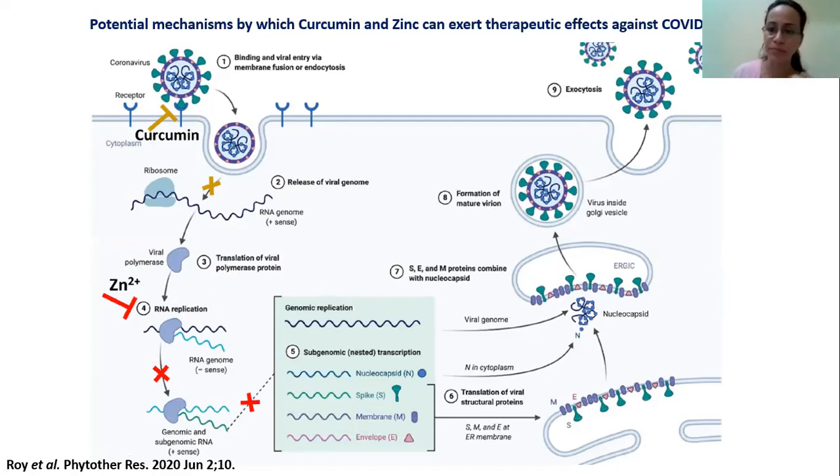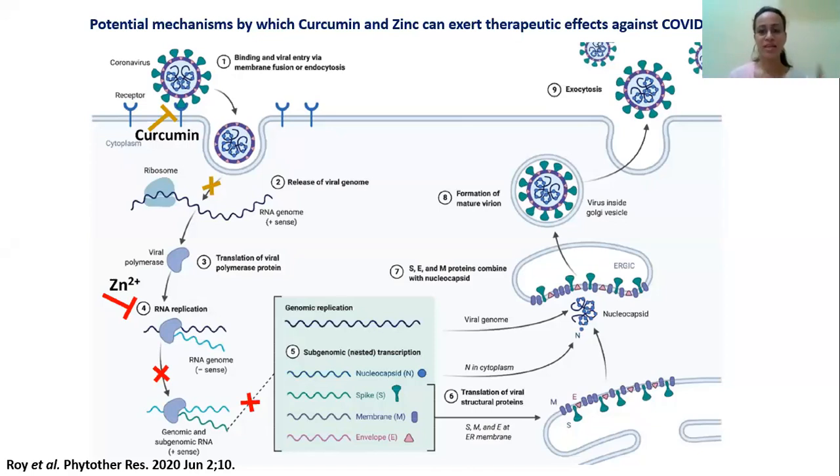So what it does is basically it prevents the entry of the SARS-CoV-2 virus into the target cell at the very first step. This slide is basically showing the entire replication cycle of the SARS-CoV-2 virus right from its beginning, binding, then followed by replication, transcription, translation, assembly, and release of the virus. As we can see, highlighted in yellow is the binding site of curcumin. It will prevent the binding of the virus.